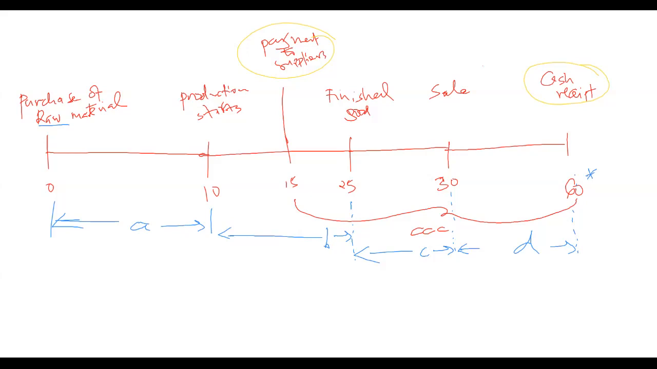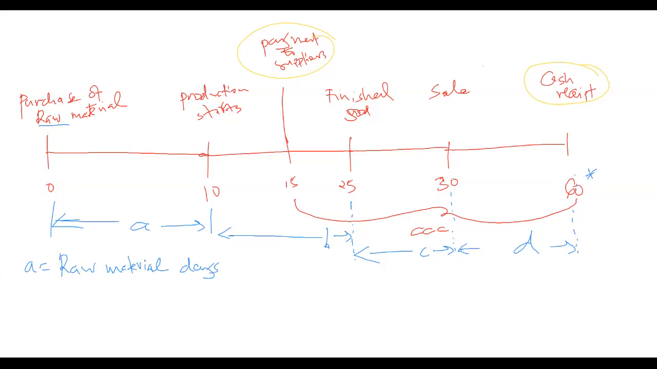What is A? A is from the time that you bought the raw material to the time you start conversion. We refer to it as the raw material period or the raw material days. So A is equal to raw material days. From the time we receive the material from the supplier to the time we start conversion of those materials to a finished good, that's referred to as the days for material.